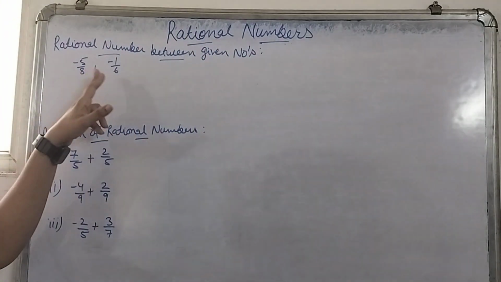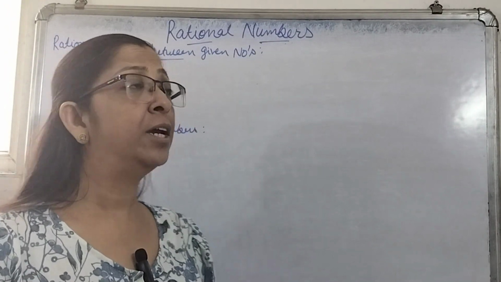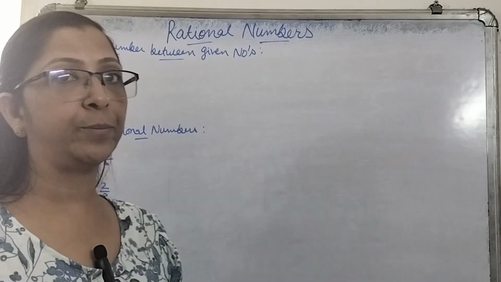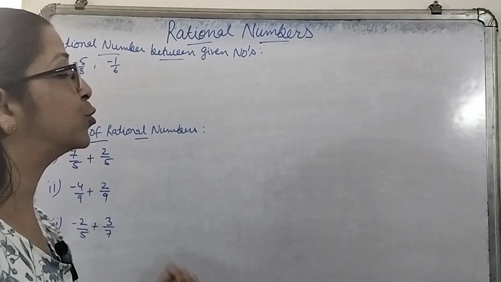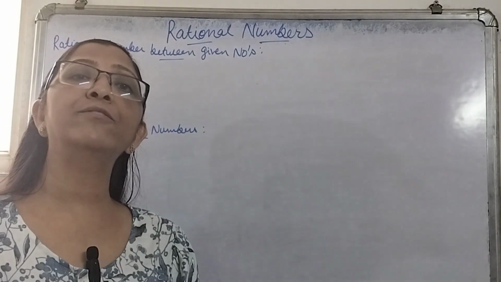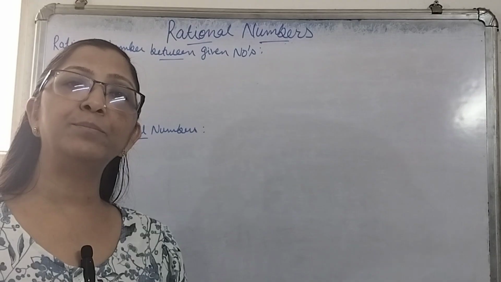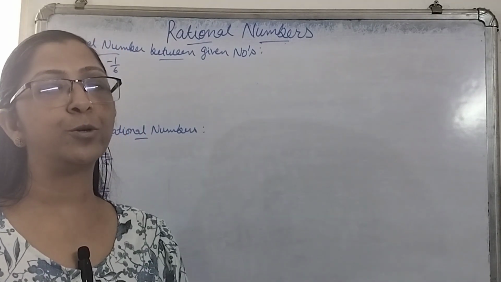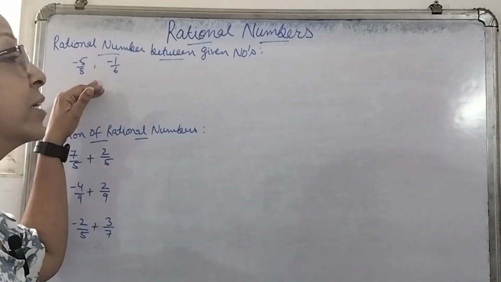Suppose any two rational numbers are given to us and we have to find, say, 2, 5 or 3 rational numbers between these two rational numbers, then how can we find them? There are many methods of finding rational numbers between any two given rational numbers, and there can be infinitely many rational numbers between any two given rational numbers. So it is not compulsory that whatever result your friend gets, the same will be yours also. Both of you could have different results and both could be correct.